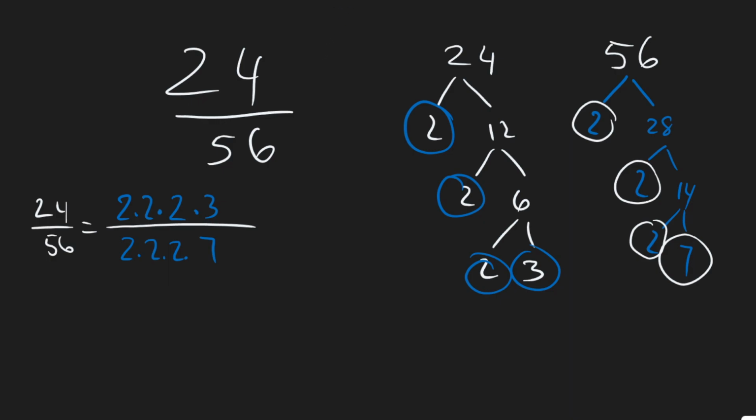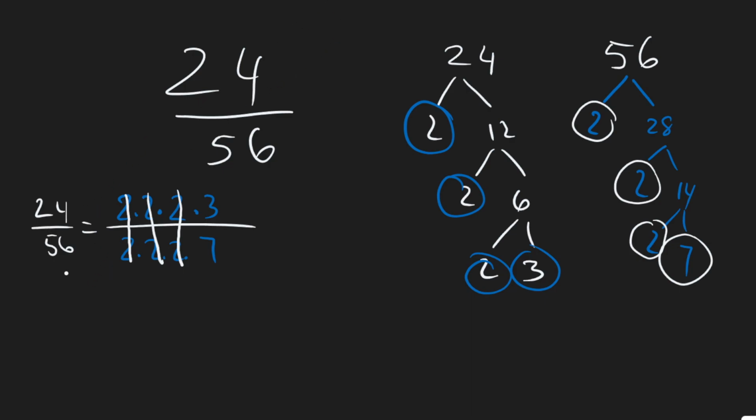Once we get here, let's simplify this fraction. One 2 up, one 2 down, so this gets cancelled out. 2, 2 cancelled out. 2, 2 cancelled out. So what is left? Whatever you see, guys. What do you see? You see 3 over 7.